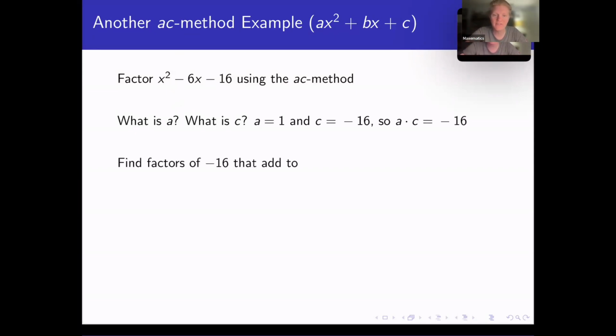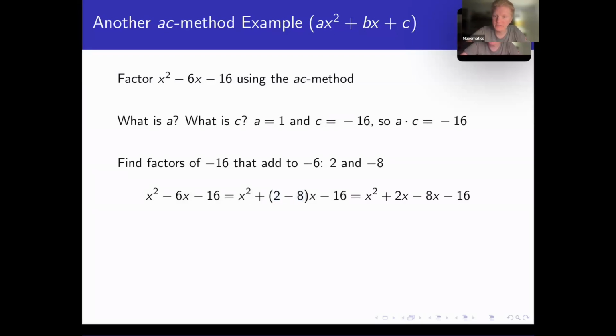We want to find factors of negative 16 that, again, they're factors, so they multiply to negative 16, but when they add them, they add to B, in this case, negative 6. Okay, take a second, find the factors of negative 16 that add to negative 6, and you would get 2 and negative 8, or negative 8 and 2. Okay, so that means that negative 6x, or negative 6, is 2 minus 8.